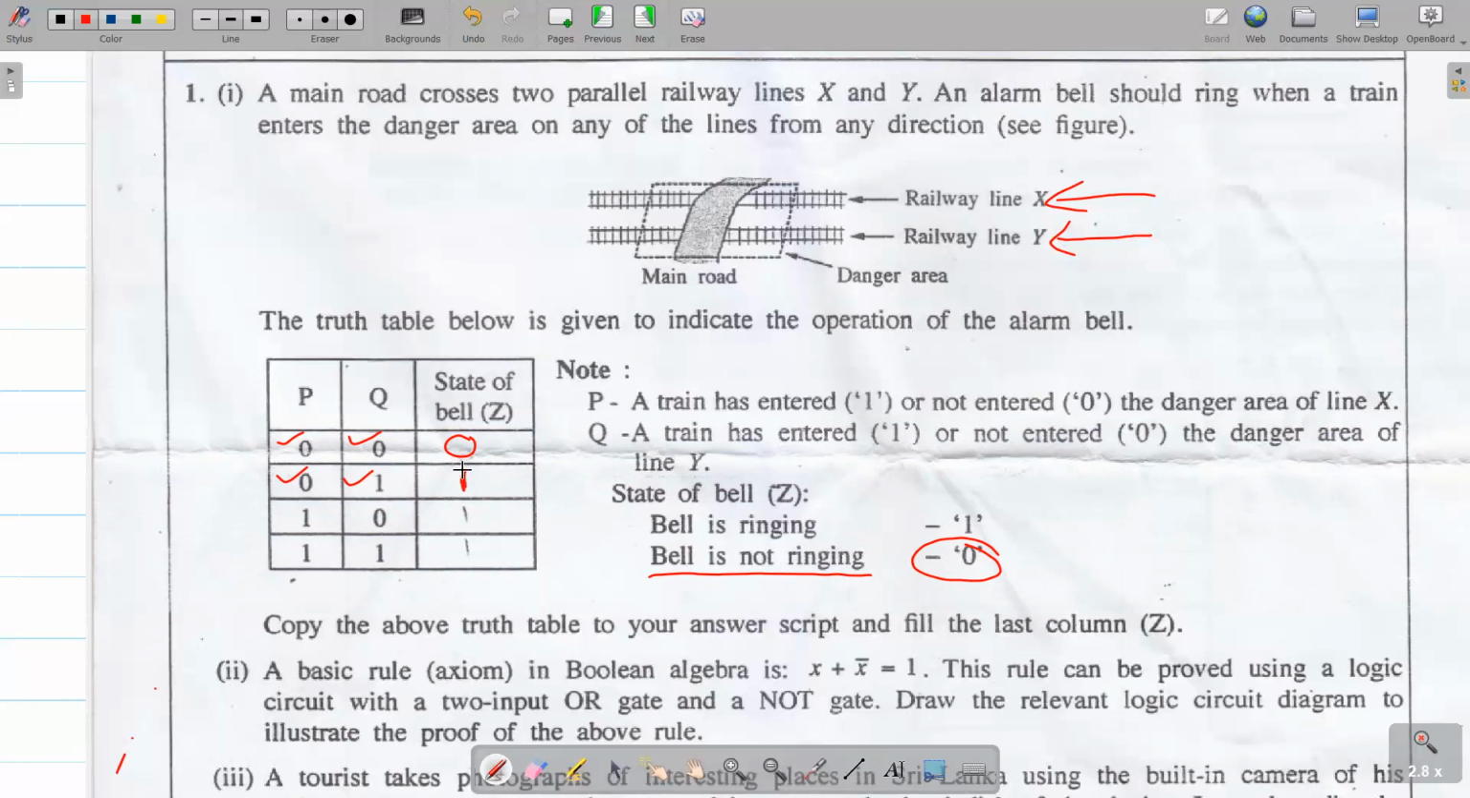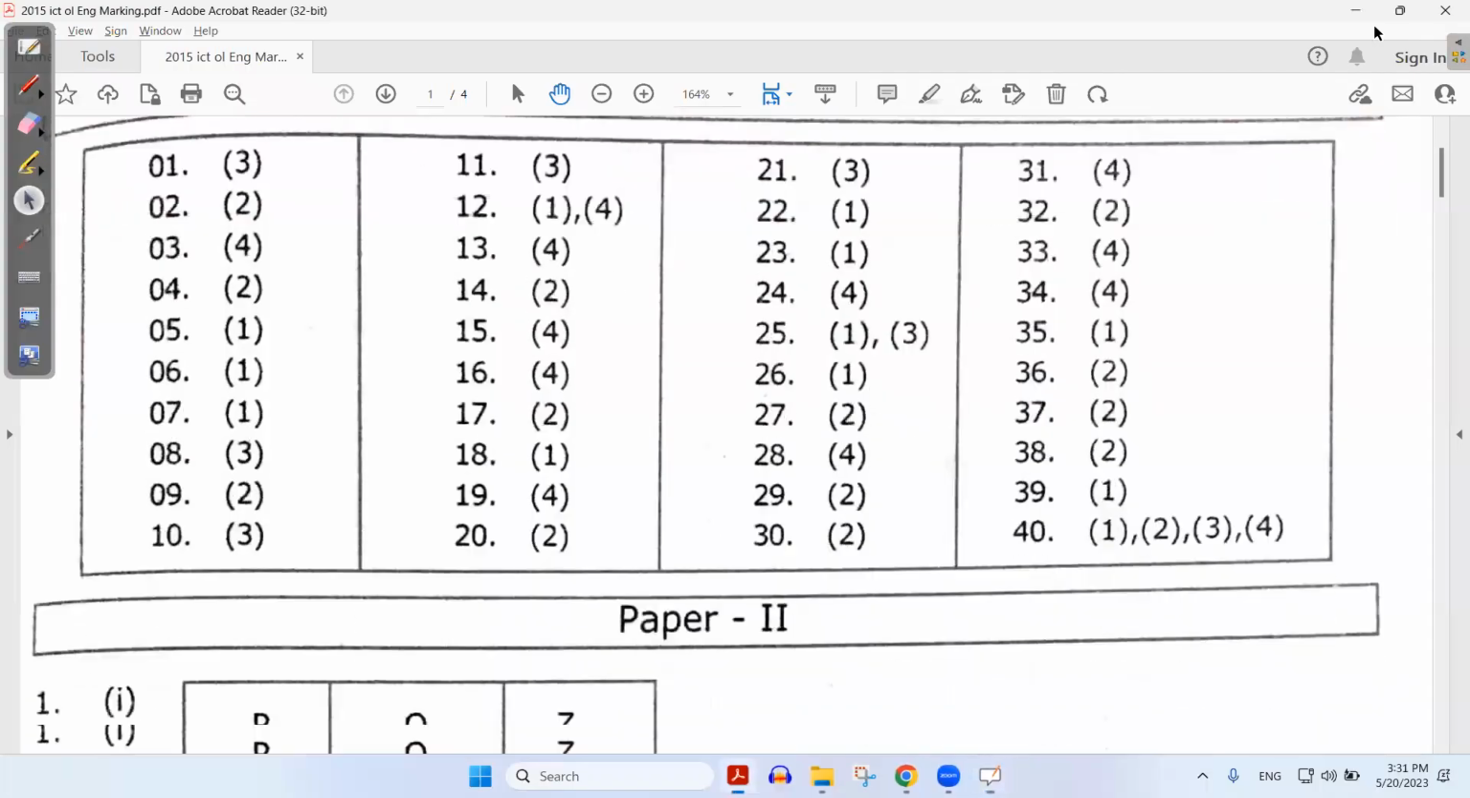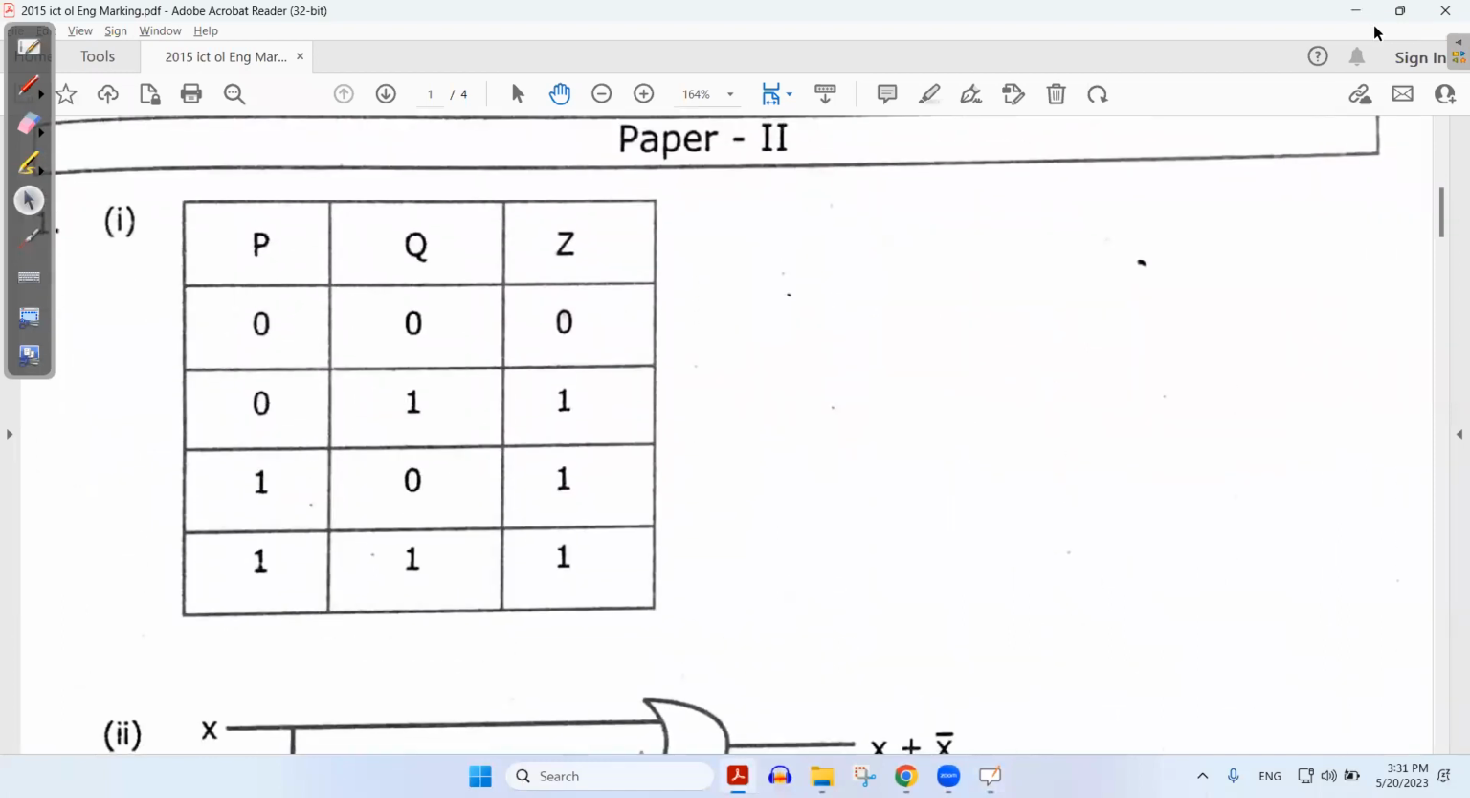So you need 1. For 1 0, line X has a train but not line Y, but the bell needs to ring. Here, both the lines are going to have the train. Anyway, the bell is going to ring. So that's going to be the answer. So the marking scheme, yeah, this is the way. If you got this correctly, 1 mark will be given. It's just a part of the first question.